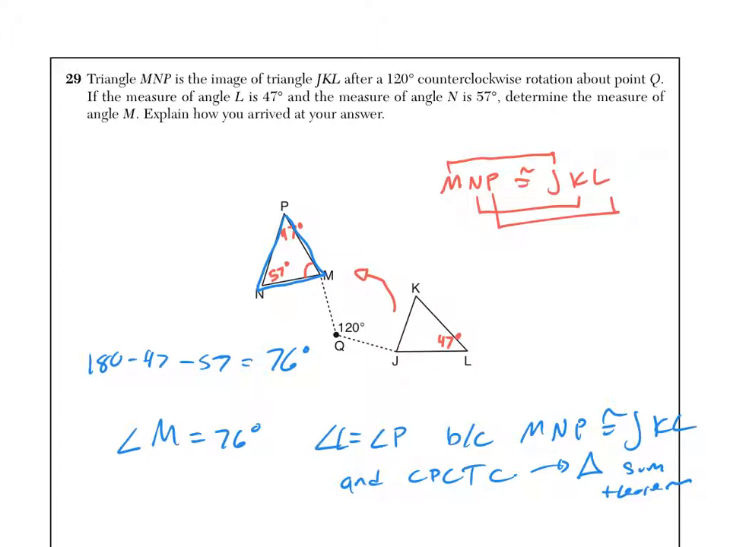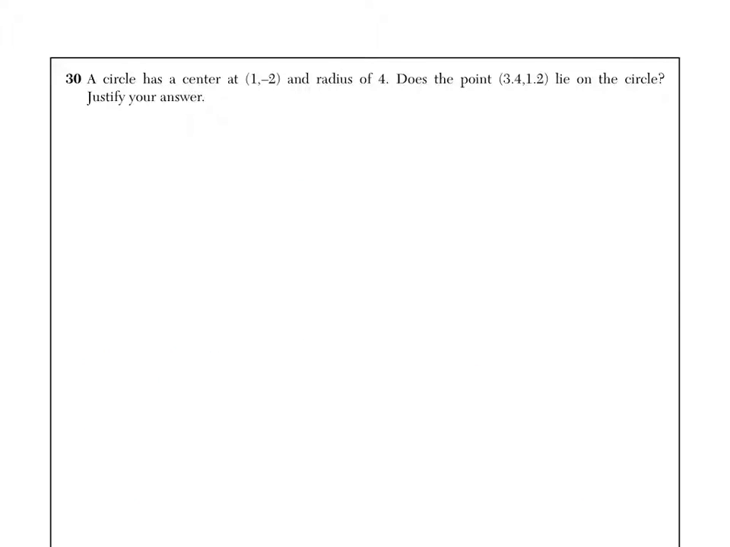And if you just had some sort of explanation, explain that you knew it was a rigid motion and that those angles were mapping onto each other and the triangle sum theorem, that's a perfect explanation. That was just my way of doing it, all right? But the main thing here is angle M is 76 degrees.